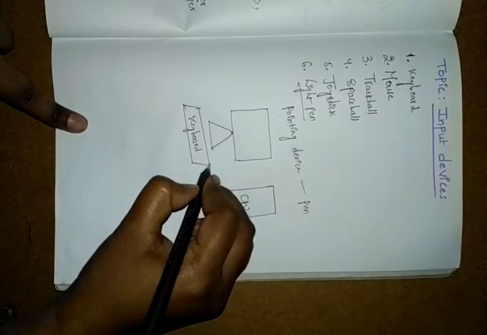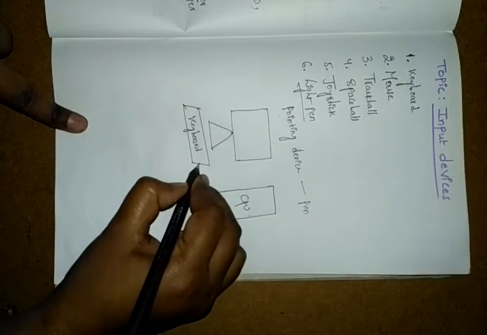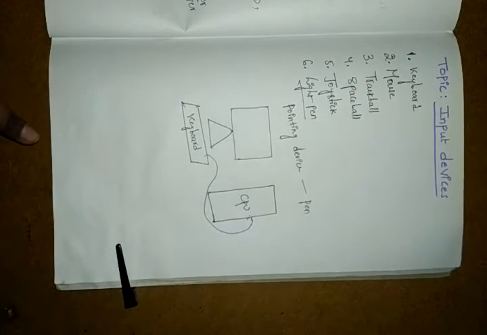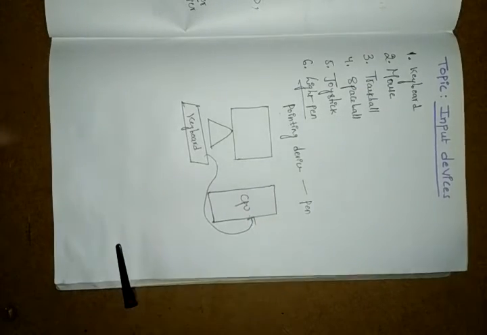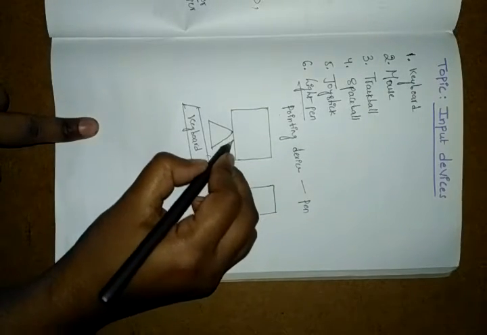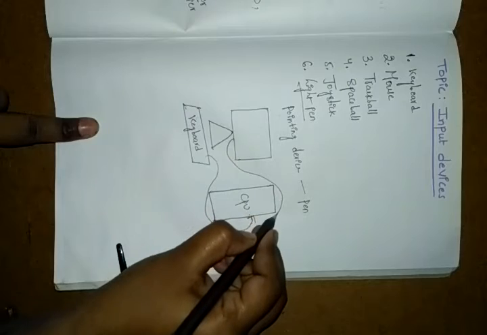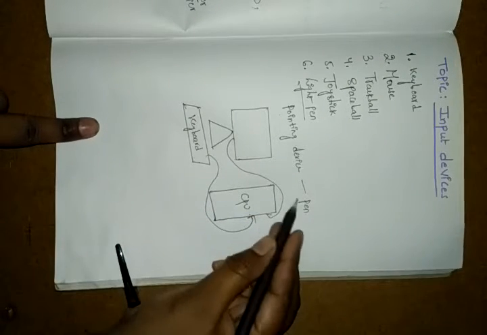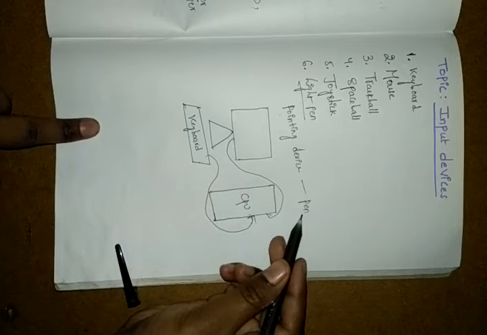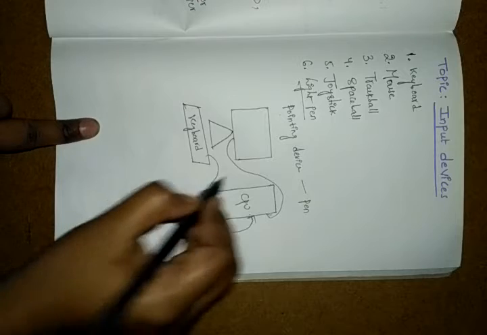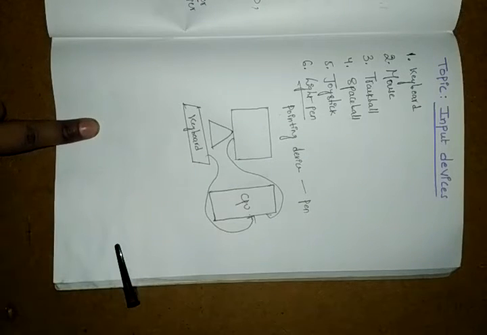Okay, so this keyboard is connecting to our CPU. And next, this monitor is also connecting to our CPU. Here I'm giving it like this. In the backside of the CPU box we are placing every connection, right? And here we have the mouse, which is also connecting to our CPU.